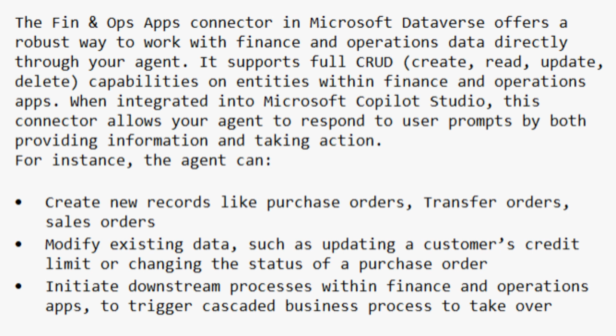For instance, the agent can create new records like purchase orders, transfer orders, sales orders, as well as create new customers, vendors, and the like. It can modify existing data, such as updating a customer's credit limit, adding a new address to your customers, or updating the TAN or PAN number of your vendor. And you can also initiate downstream processes within finance and operations apps to trigger cascaded business processes to take over.